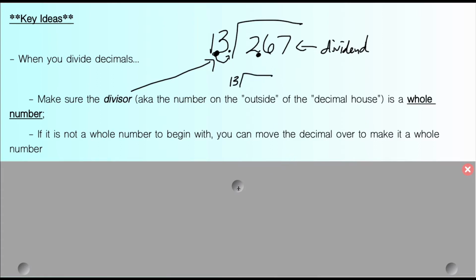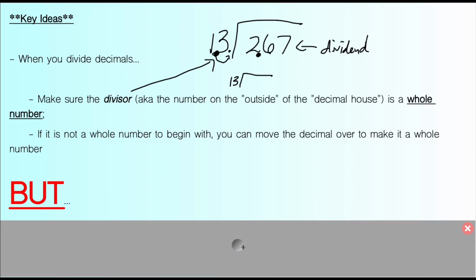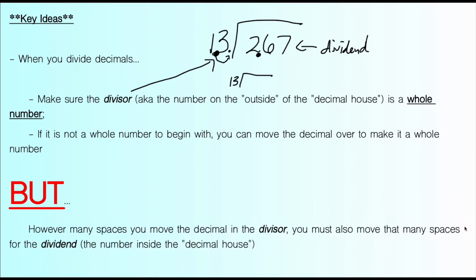However, we got a big but. If you move the number on the outside, you must also do the same to the number on the inside. So whatever you do to this number out here, you moved it over one place value, you have to keep things even and move the decimal the same amount for the dividend, the number on the inside. So that would make this problem 13 and 26.7. Those would be my two numbers.